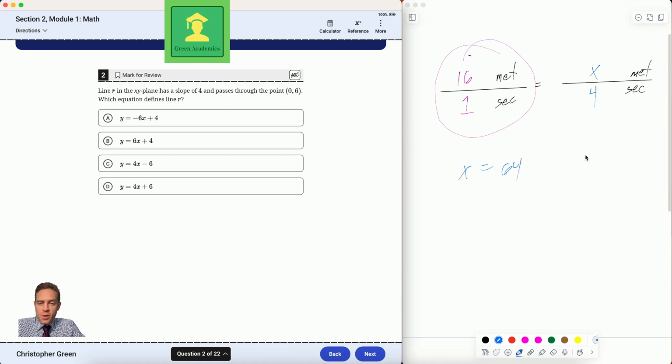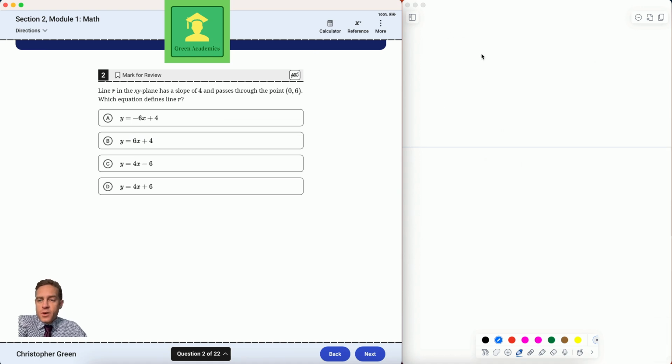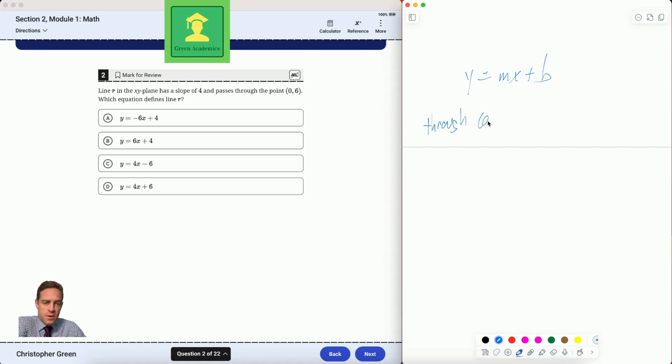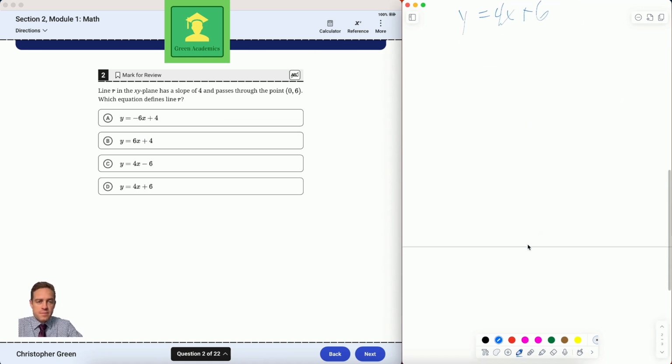Line R on the xy plane has a slope of 4 and passes through the point (0, 6). Which equation defines line R? So in slope-intercept form, y equals mx plus b, you have the point, normally written as through (0, 6) and slope 4. So m as in Mary is 4 when you have 0 as x and 6 as y. So you could have written it like this, which would let you solve for the fact that b as in boy is 6. Now, of course, you knew that because (0, 6) means that 6 is the y-intercept. So it's 4x plus 6.